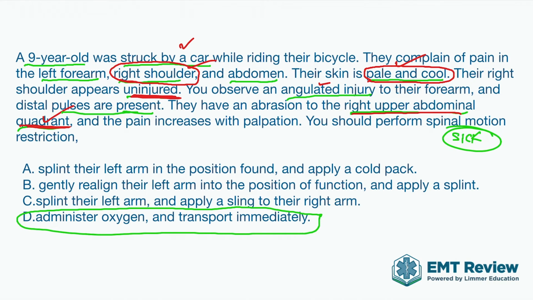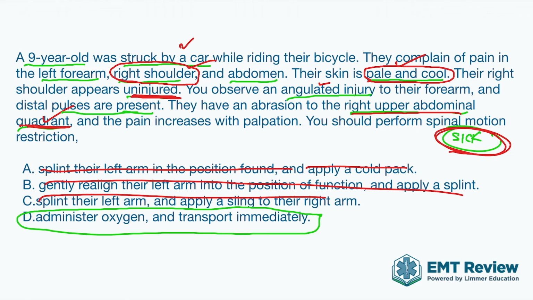So we don't fool around. We don't splint their arm. Who cares what the physician found and put a cold pack on, right? Gently realign and apply a splint. Splint their left arm. That's called splinting a patient to death. When you start addressing musculoskeletal injuries, which are gnarly but inconsequential, and you miss shock in this sick patient, you've missed the point.